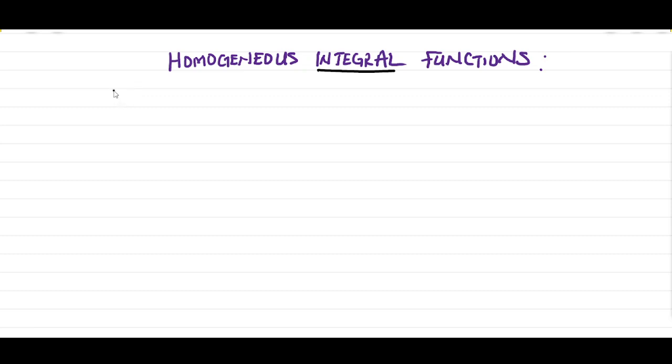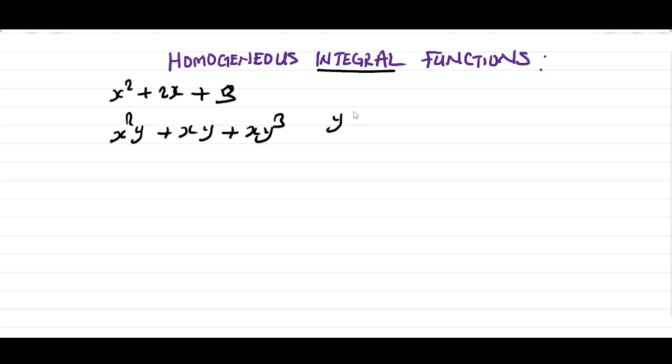Let's say things like x squared plus 2x plus y, or we may have x squared y plus xy plus xy cubed. All the powers of x and y are positive integers, and we do not have something like y to the negative 2 power. That is what we mean by integral. That is not allowed. We want just a positive integer there for y. So that is why I specified that here we are going to deal with homogeneous integral functions.